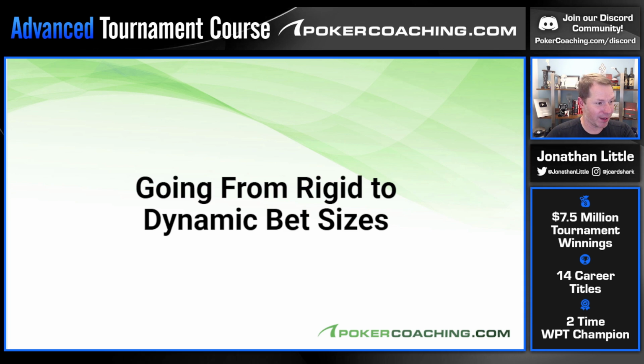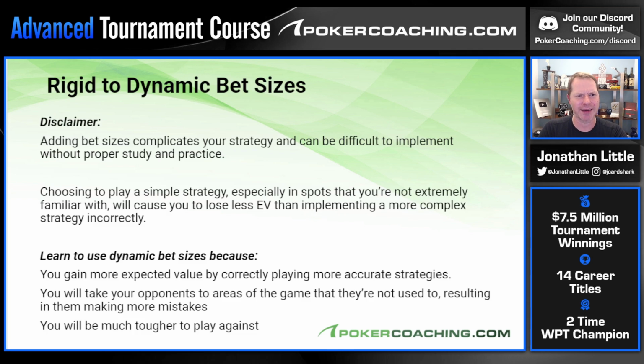So you may have noticed sometimes in this section, in this course, we're discussing betting very big, like pot. And we're discussing betting very small, like one big blind. And we're going to be discussing moving from rigid to dynamic bet sizes. Dynamic bets are essentially bets that allow you to bet any option. We are playing no limit hold'em after all.